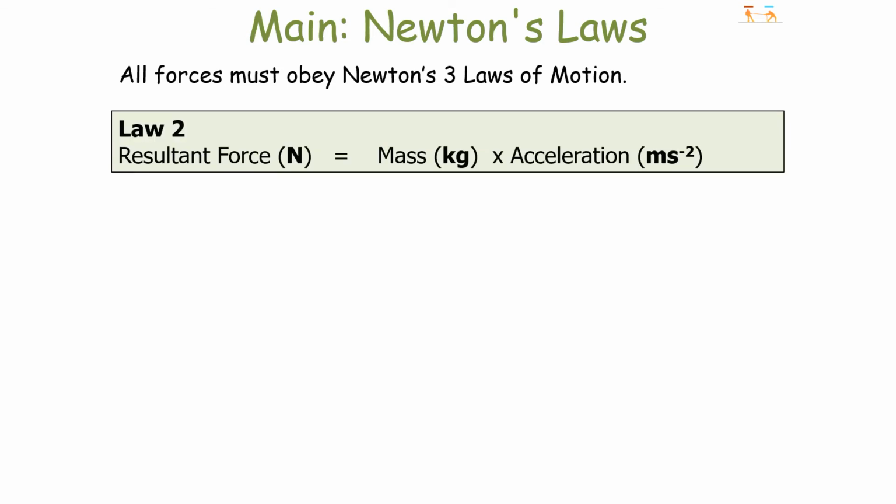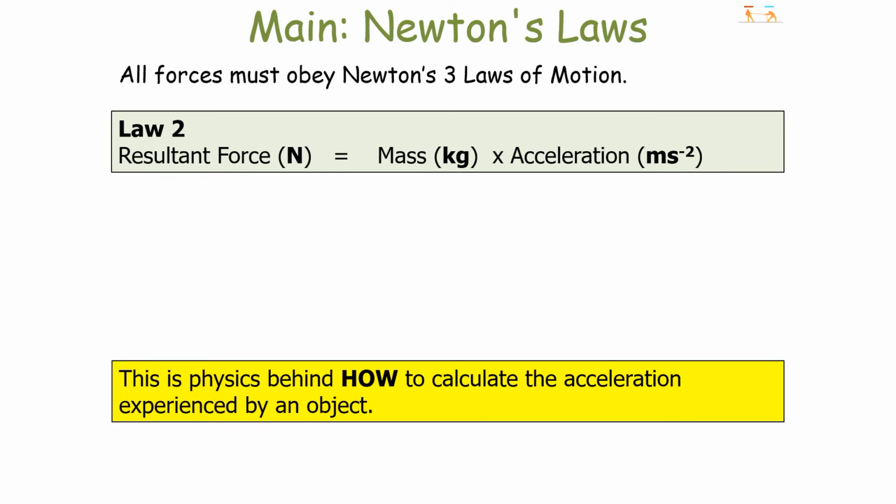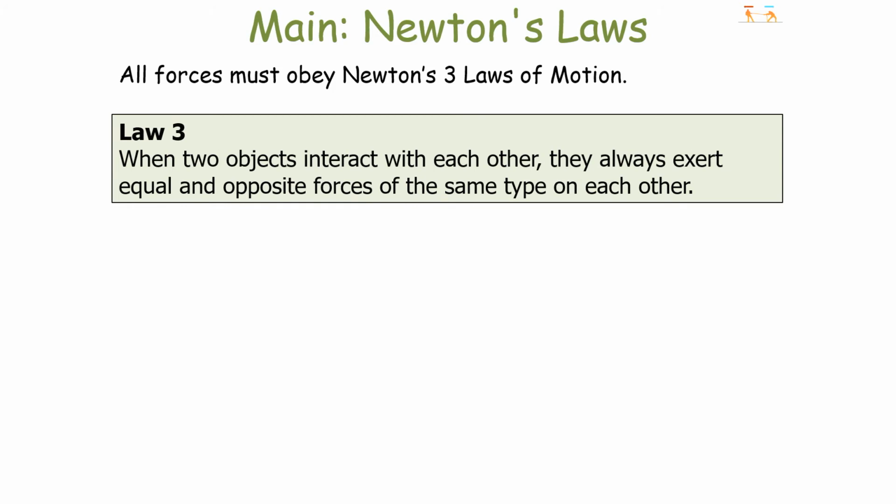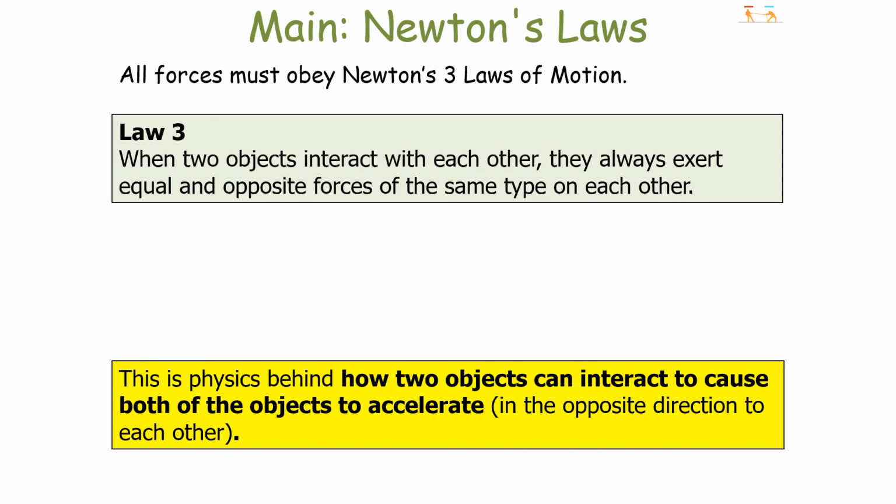Now the second law is that the resultant force in newtons is equal to the mass in kilograms times the acceleration experienced in meters per second squared. So this is the physics behind how to calculate the acceleration experienced by an object. And finally, you've got the third law of motion, that when 2 objects interact with each other, they exert equal yet opposite forces of the same type on each other. And this is the physics behind how 2 objects can interact to cause both of the objects to accelerate.